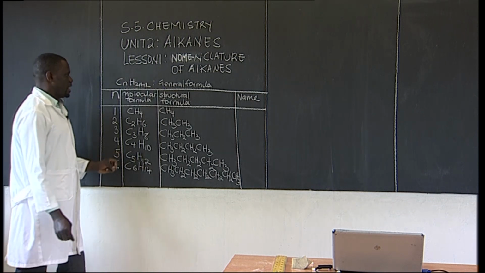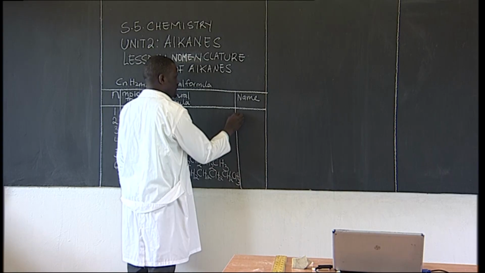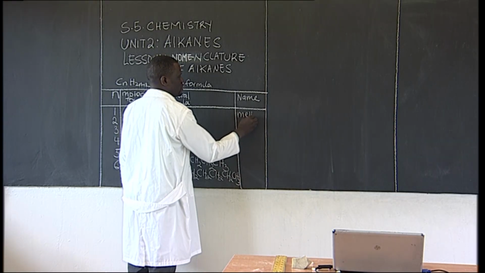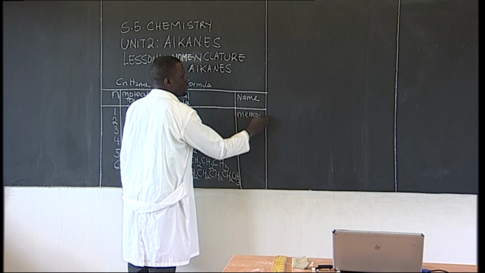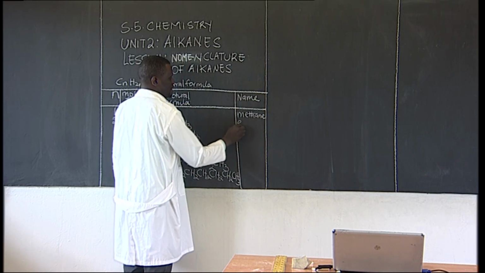So, these are the names. The name of the first alkane, we shall call it methane. So you should get these names because it's what we are going to be using throughout our organic chemistry. The second one will be ethane.